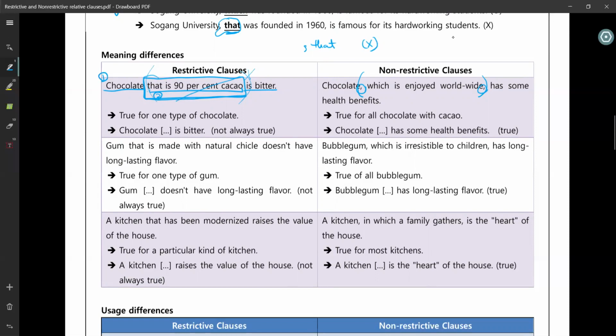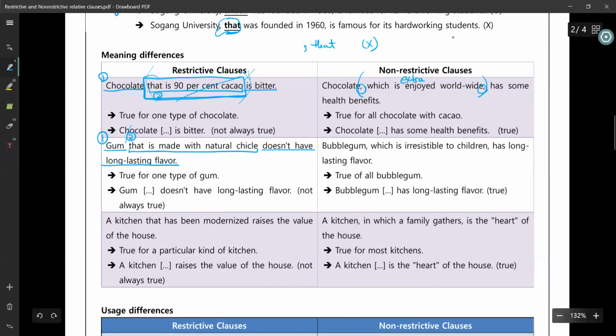In that case, because this is extra information, we want to trap them inside a set of commas. Take a look at the gum example in the next. Gum that is made with natural chicle doesn't have long-lasting flavor. Again, we know that gum doesn't have long-lasting flavor. This is sentence one. And sentence two says that is made with natural chicle.